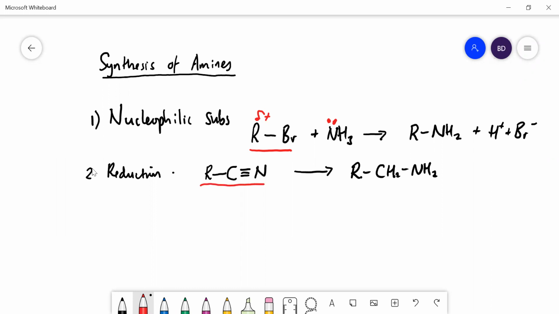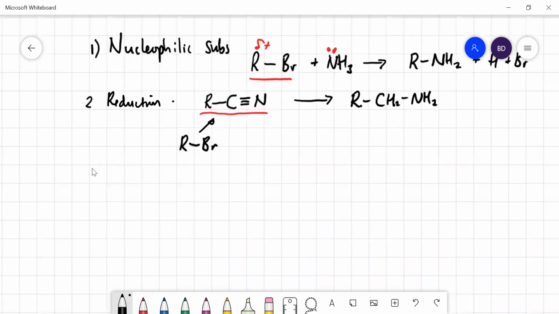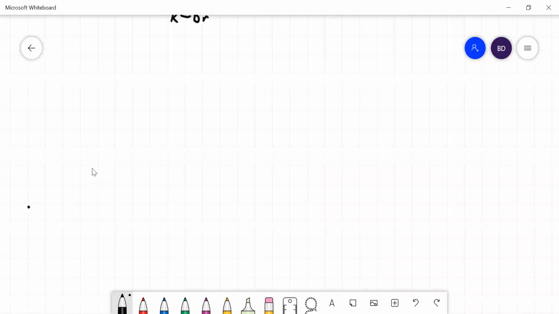Here's a nitrile. And if you remember, you usually make that by nucleophilic substitution of a haloalkane with cyanide, and then you reduce it and you get the primary amine. Okay, let's have a look at the nucleophilic substitution reaction first.